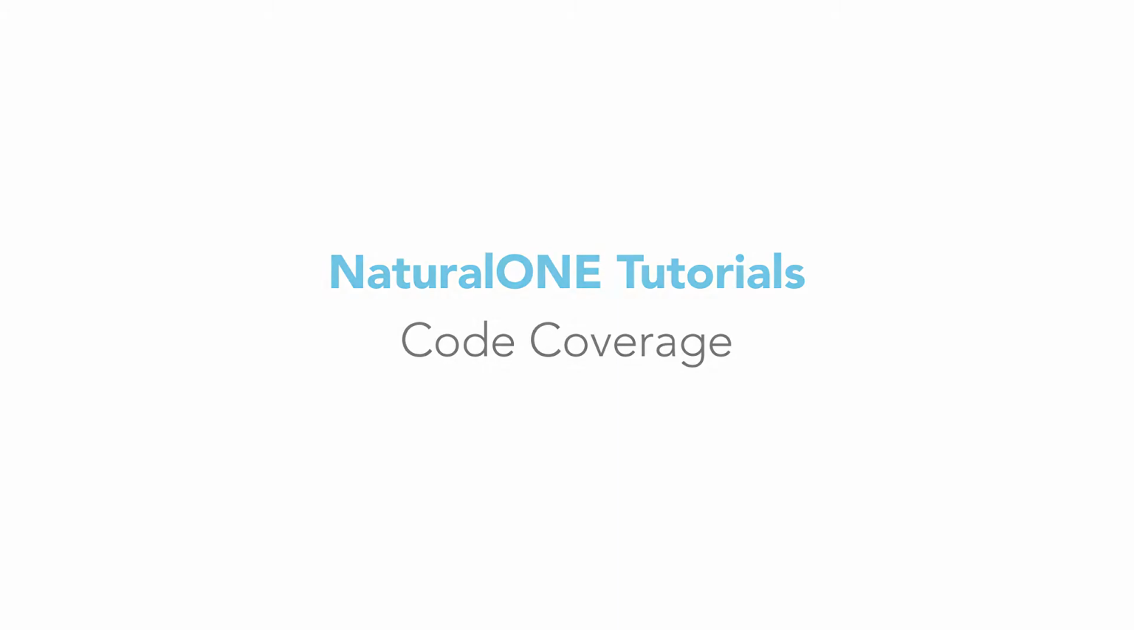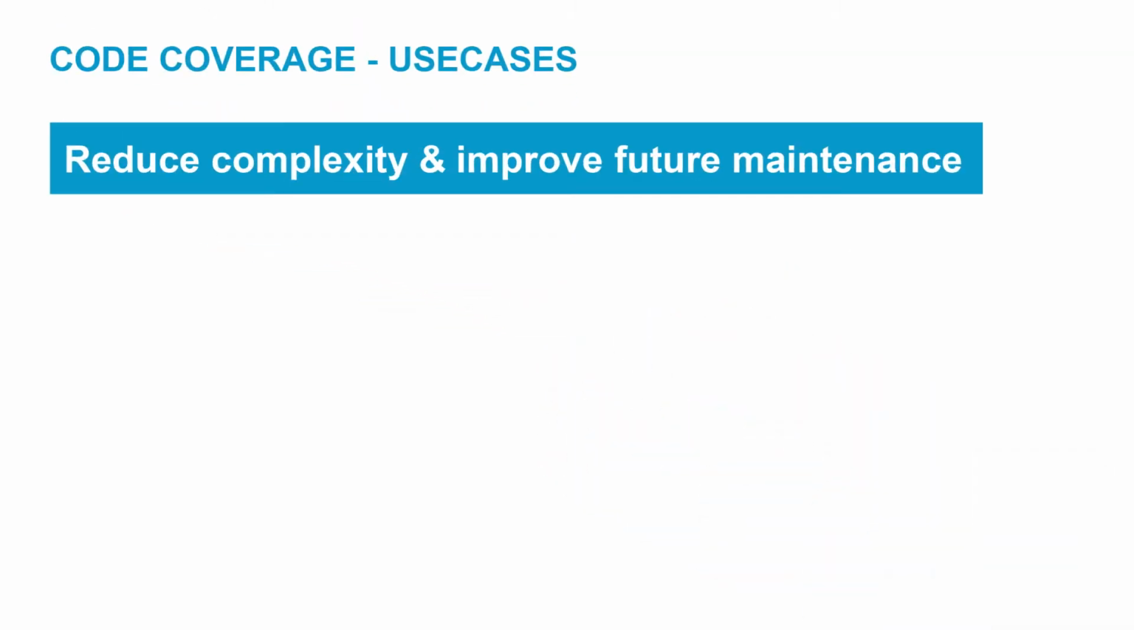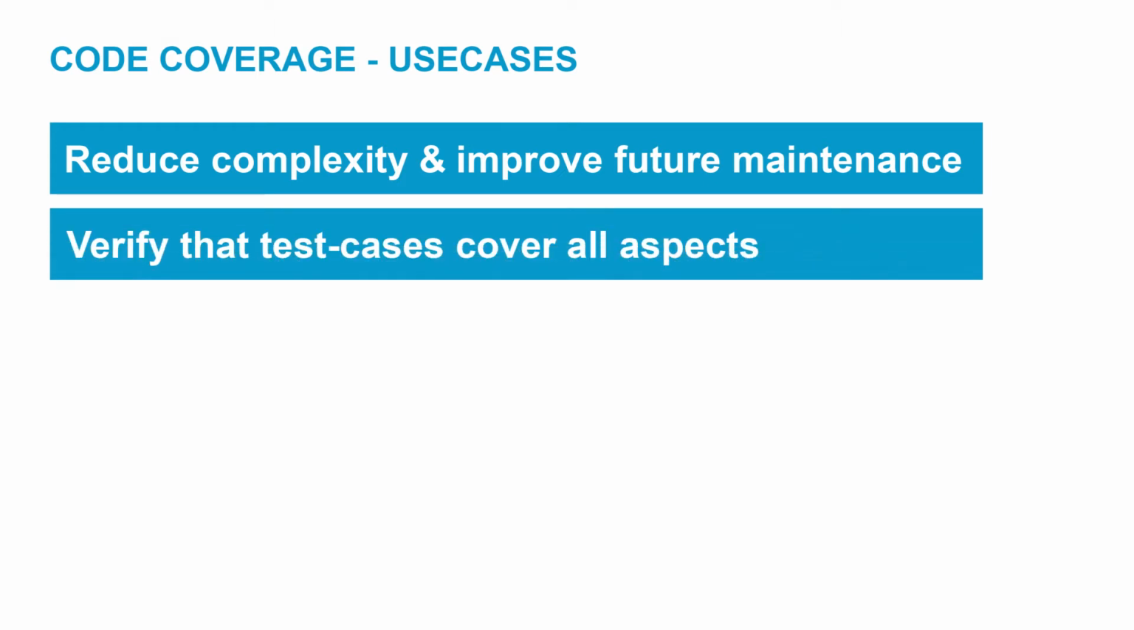A powerful Natural One feature is code coverage, which has two primary use cases. The first is identifying dead code, or code that is never executed. The benefit of this is reducing complexity in your source code, making code more readable, and so better maintainable. The second use case is to check whether your test cases are in fact covering the code you are expecting them to test.